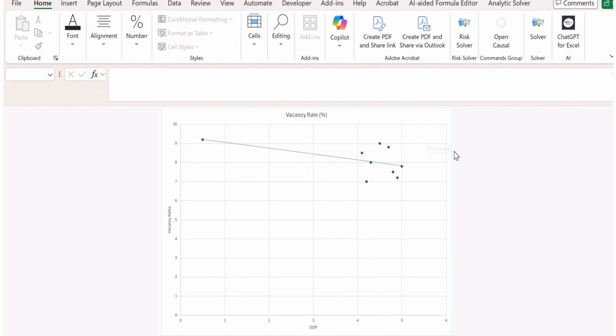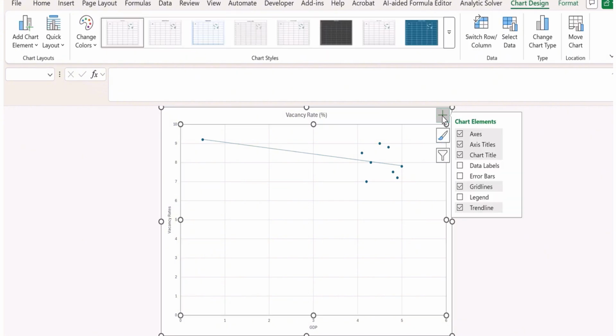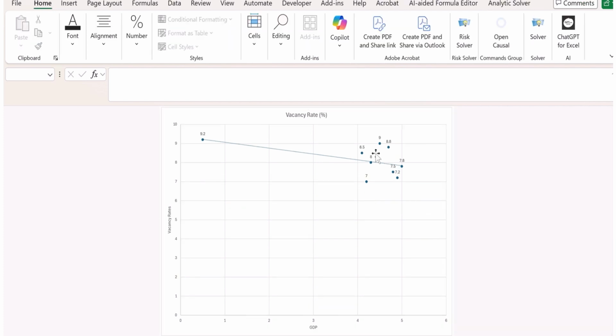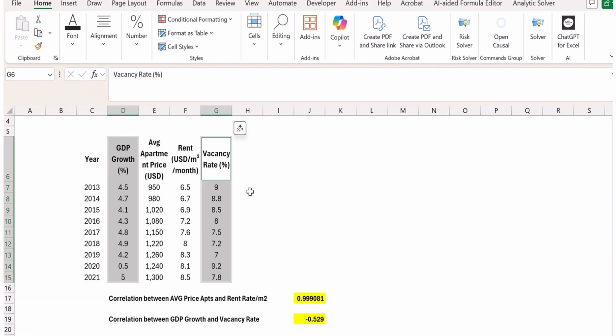Let's add here even to show the vacancy values, data tables. There we are. You see? These are the vacancy values. So the trend line is negative because the slope is negative. So I hope this lesson was useful and helpful for understanding correlations in a real case scenario. Thank you.